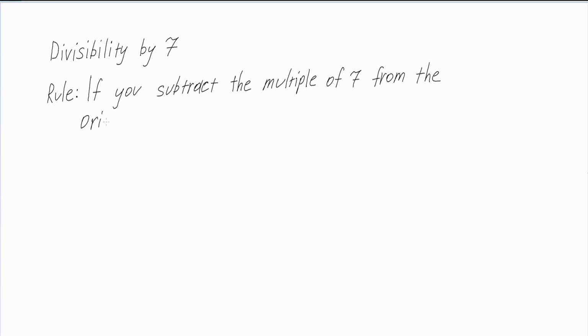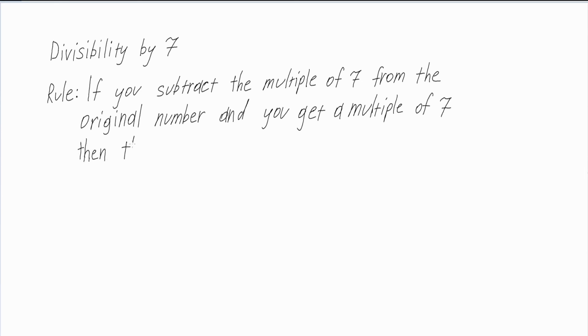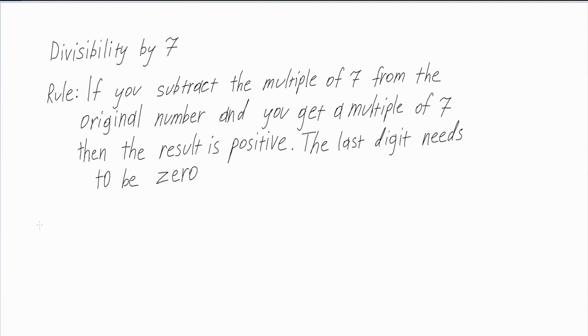Now let's look at one of the most difficult concepts to understand in this video, and it is divisibility by 7. The rule is that if you add or subtract multiples of 7 and you eventually get a multiple of 7, then the number is divisible by 7. To make things clear, let's look at an example. Here we have the number 5,292. The best strategy when adding or subtracting a multiple of 7 is to make sure that the last digit will be 0.